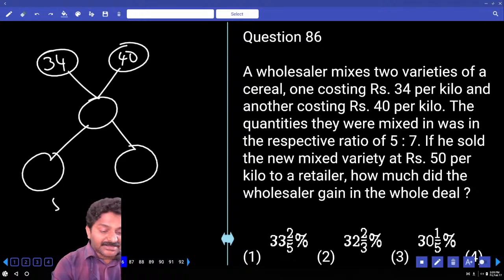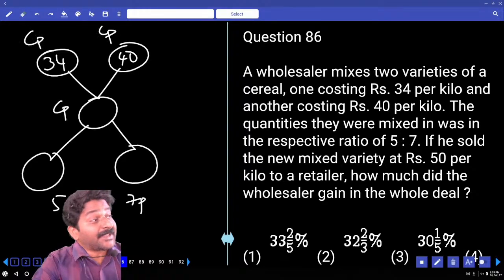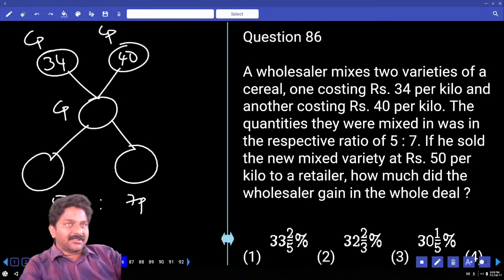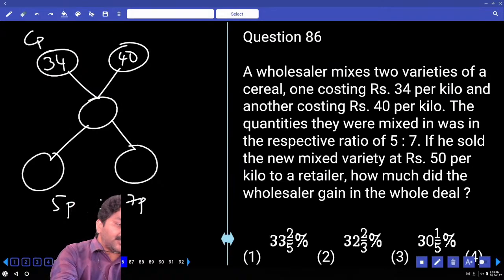What ratio were they mixed in? That means 5 parts and 7 parts only. So these are all cost prices. When you use alligation, here also you will get the cost price of the mixture. We were given the selling price of the mixture so that we can calculate profit percentage. All these values are related to cost prices only.